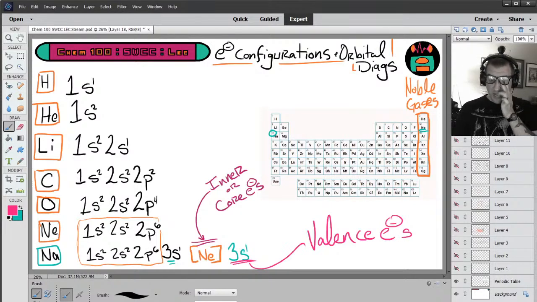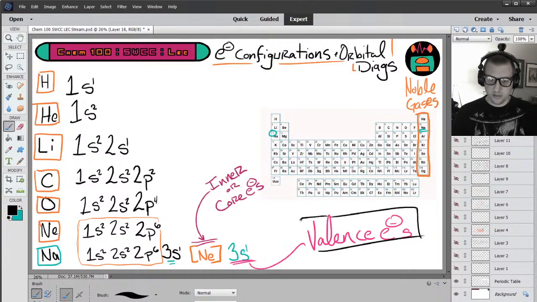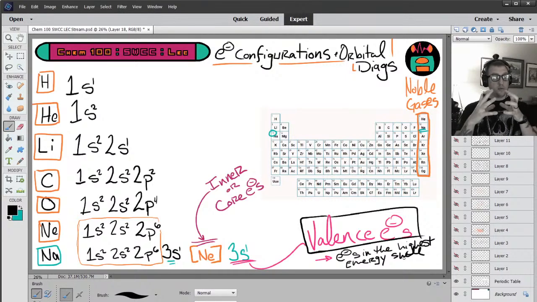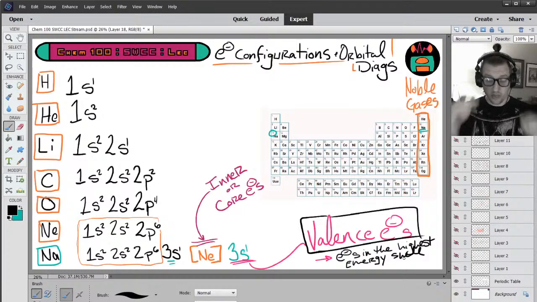All right. And the valence electrons are the most important ones in chemistry. They are the electrons in the highest energy shell. All right, the electrons in the highest energy shell are the valence electrons. All the rest are the inner core electrons.